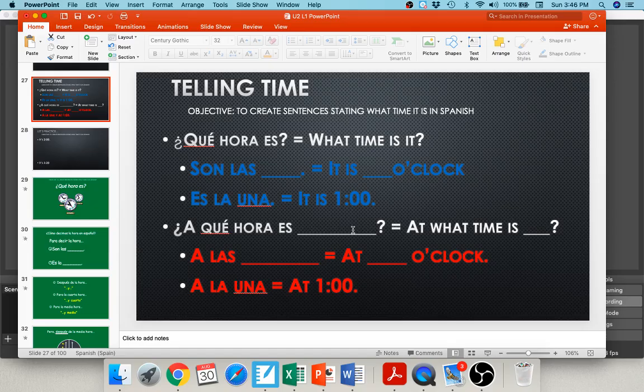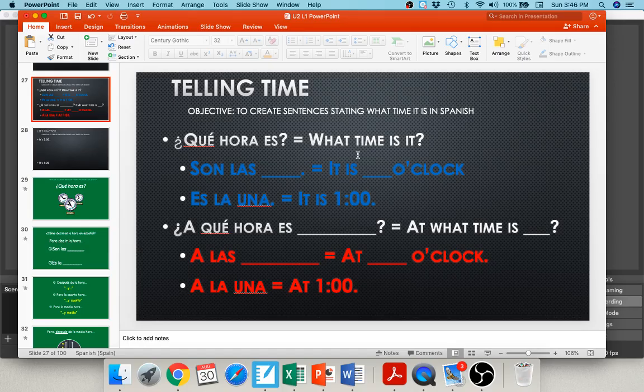We're going to use your numbers from this chapter that you just learned recently, and apply them and combine them to create the time. Remember, our learning objective is to create sentences stating what time it is in Spanish. You may recall from earlier in our lesson, we have ¿qué hora es? What time is it? Or ¿a qué hora es? At what time does something happen? We're going to start by looking at just the basic time.